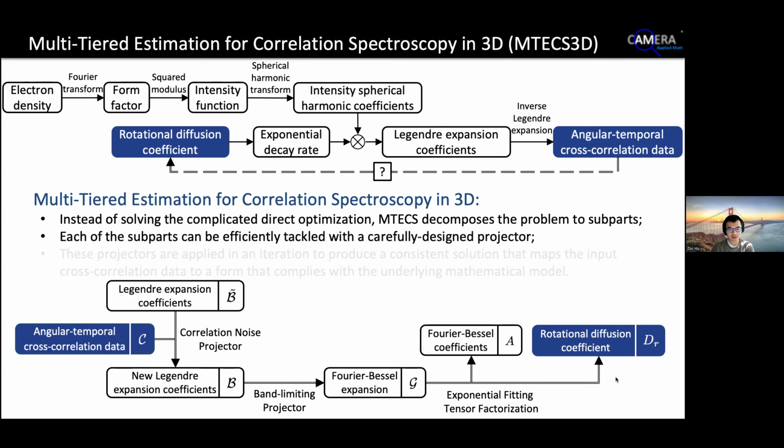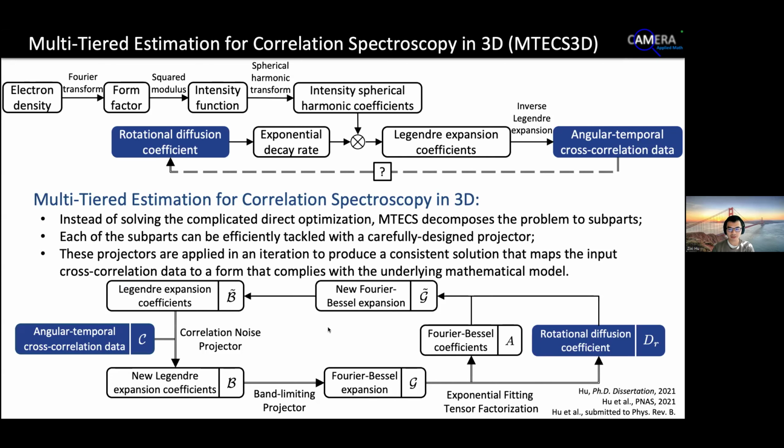However, there's one problem. Each one of the projectors individually enforces only one constraint derived from the mathematical model. But all the intermediate parameters should satisfy those constraints at the same time. So to refine the results, we apply these operators in an iterative manner, to enforce these constraints altogether. So these projectors in an iteration would produce a consistent solution that maps the input cross-correlation data to the form that complies with the underlying mathematical model.